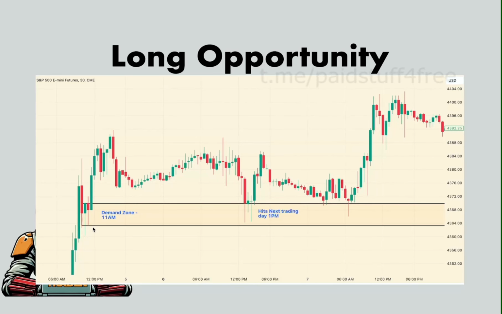And then when it comes, this is the next day. This is on a Monday. And we want to look for a trade entry. So we wait at 1 p.m. here. The S&P comes back down to this demand zone. So we take a trade here. We set our stop loss at the bottom of the zone.